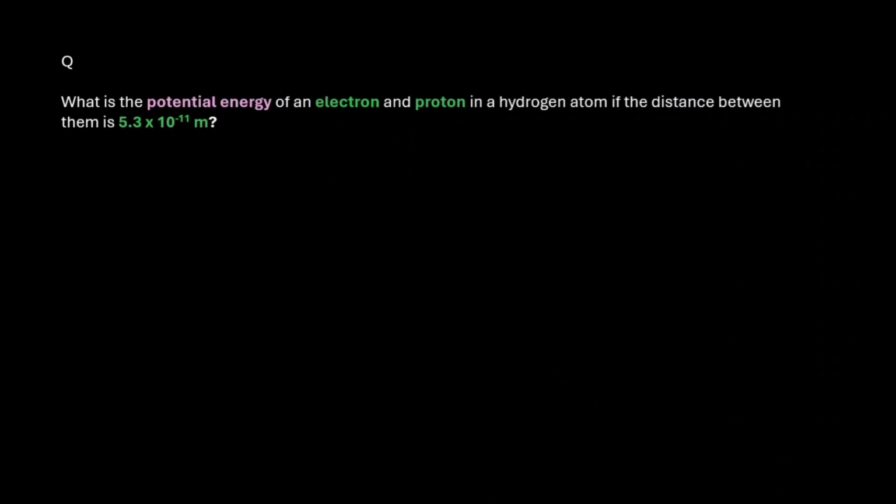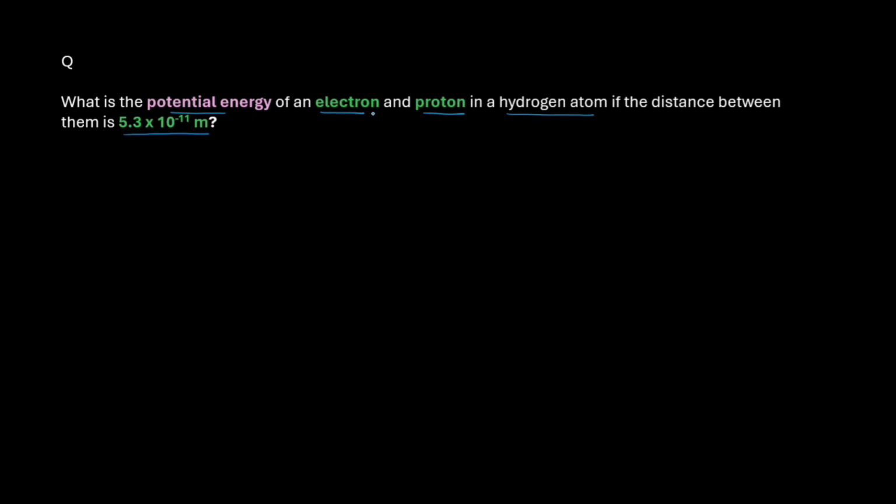In this video, we are going to discuss questions based on calculating potential energy of a system. So let's start with the first question. What is the potential energy of an electron and proton in a hydrogen atom if the distance between them is 5.3 times 10 to the power negative 11 meter?